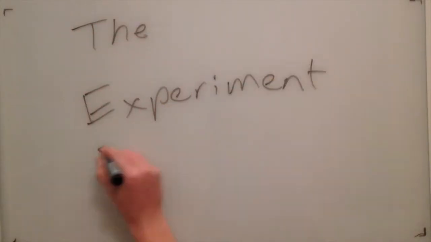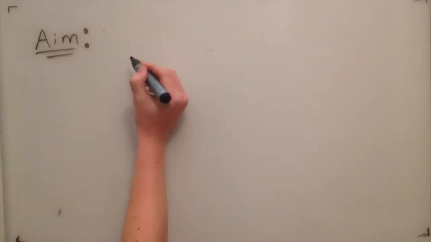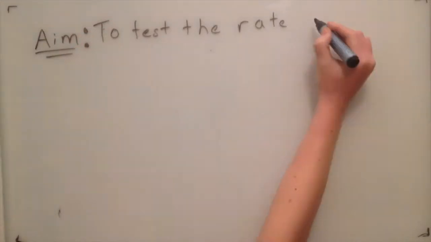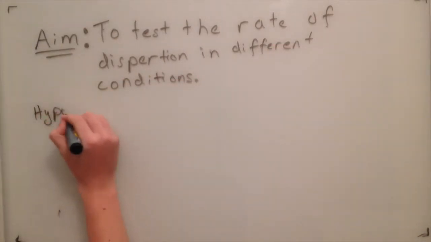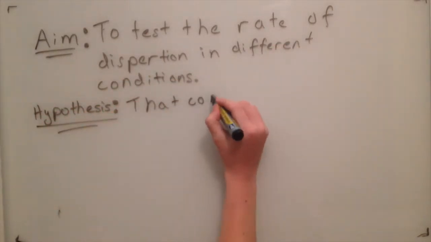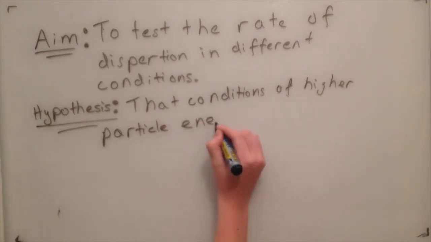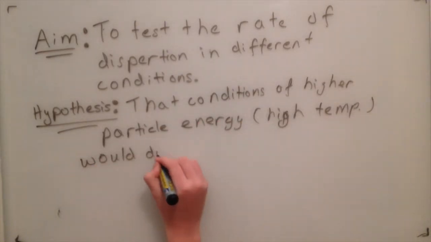We then conducted an experiment to test diffusion rates. Our aim was to test the rate of dispersion of particles in a cell in different conditions. Our hypothesis was that conditions of higher particle energy or high temperature would disperse faster, and vice versa.